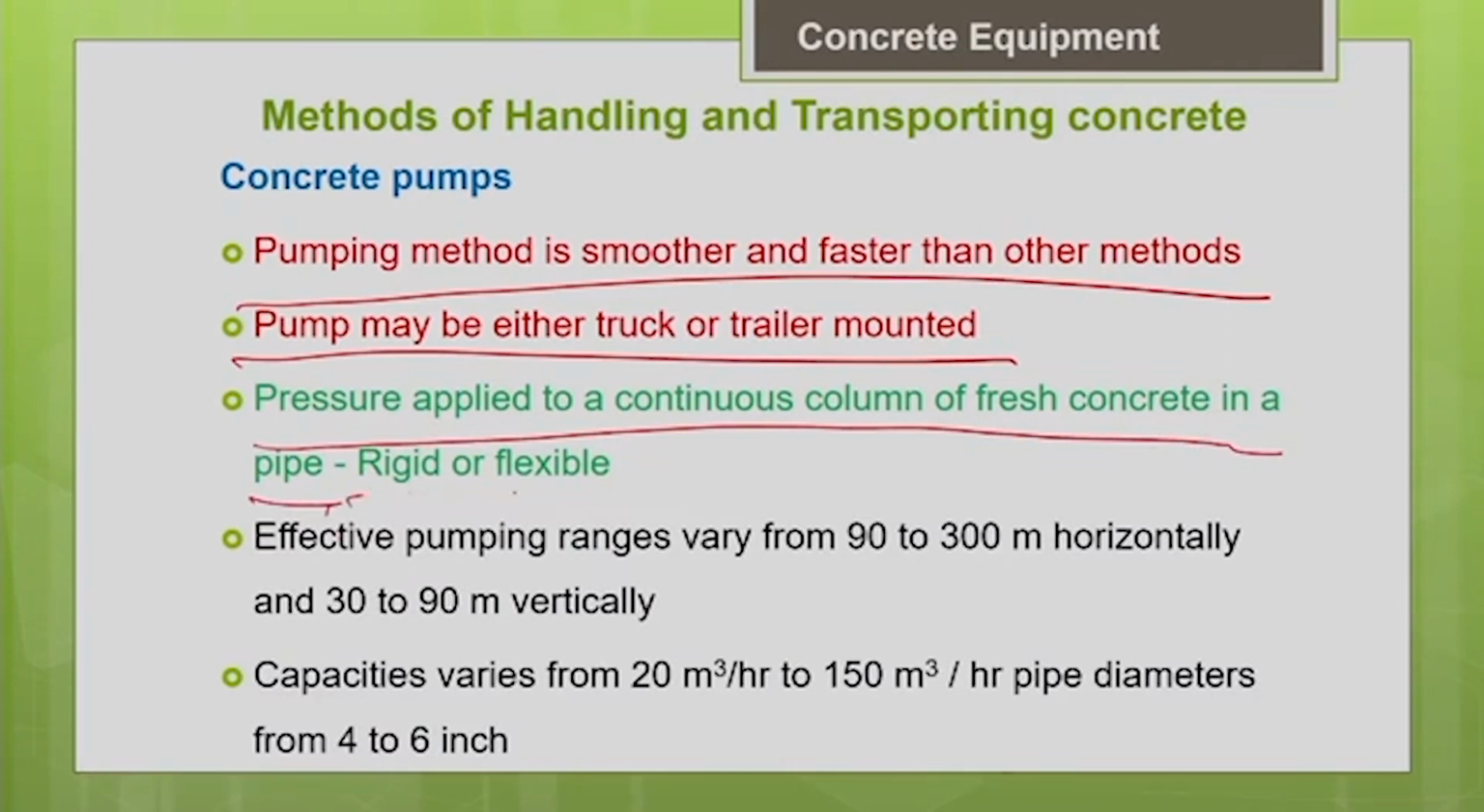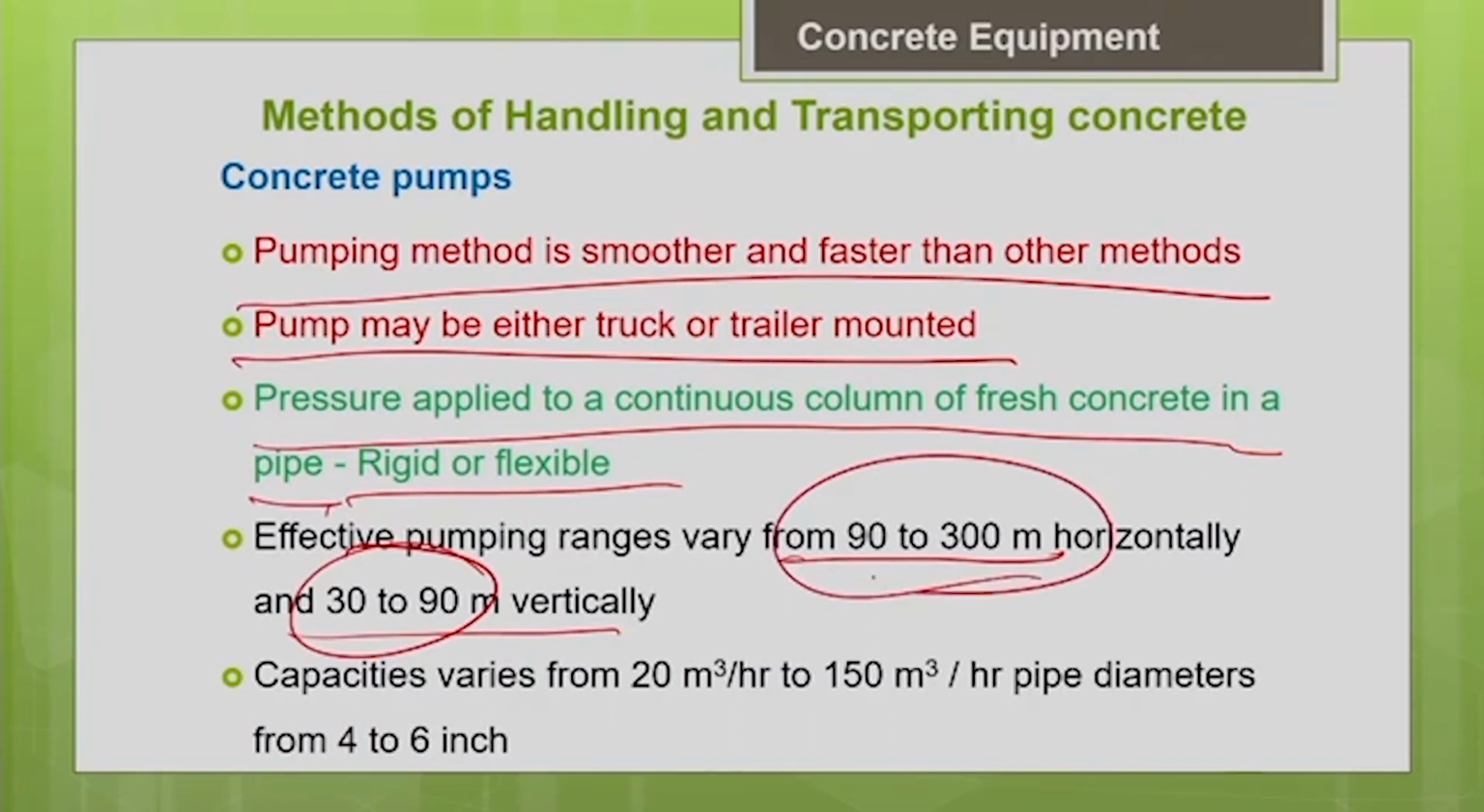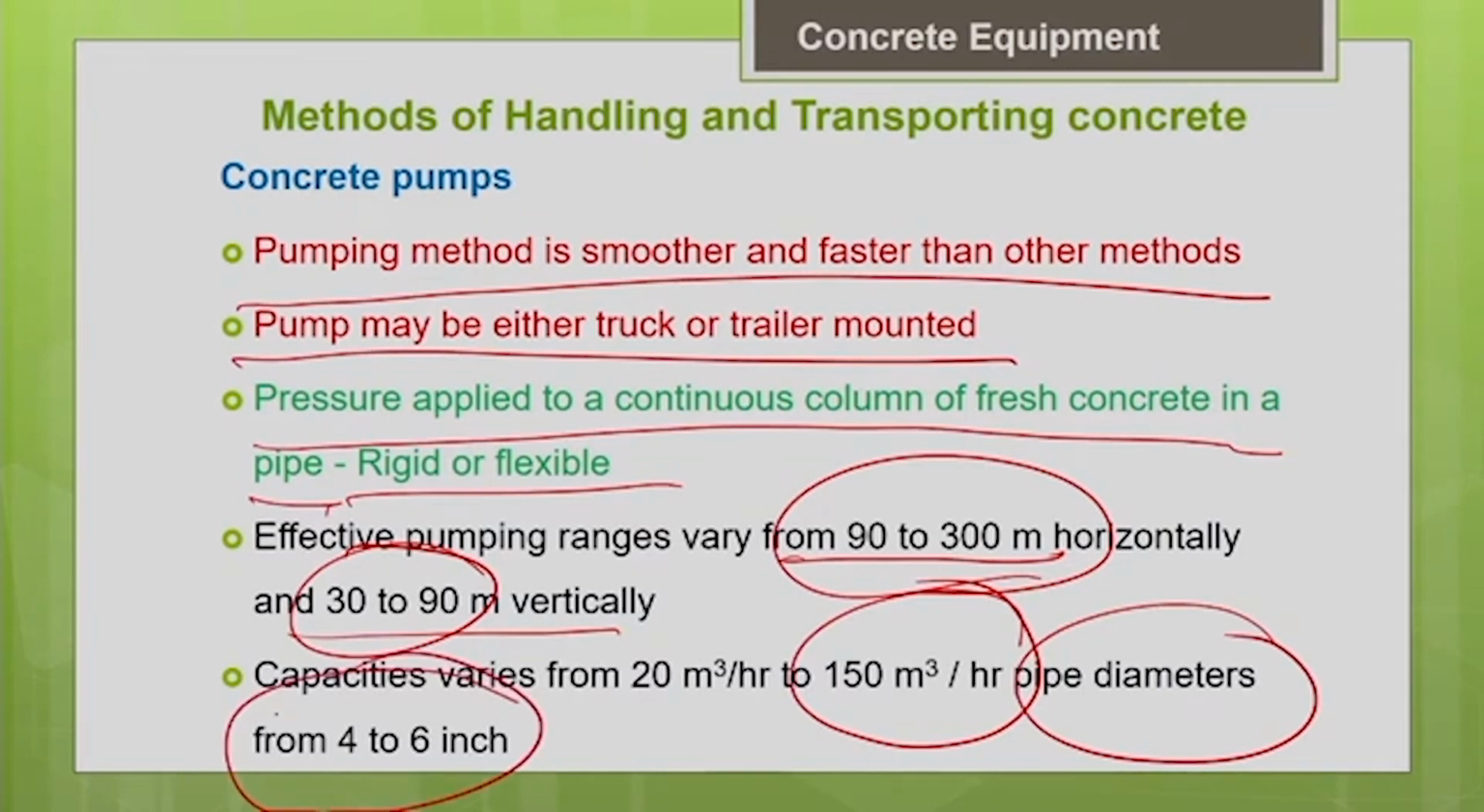That pipe can be either a rigid pipe or a flexible pipe. You are facilitating the flowing of concrete through pipelines, and the pipelines will be taken to the actual placement location. This can cover a horizontal distance ranging from, say, 90 to 300 meters, and vertically 30 to 90 meters. Obviously, when you pump against gravity, the reach is relatively lesser when compared to the horizontal reach possible. With pumping, I can have a very high placement rate of even up to 150 cubic meters of concrete per hour. That depends upon the capacity of your pump and the diameter of your pipeline.